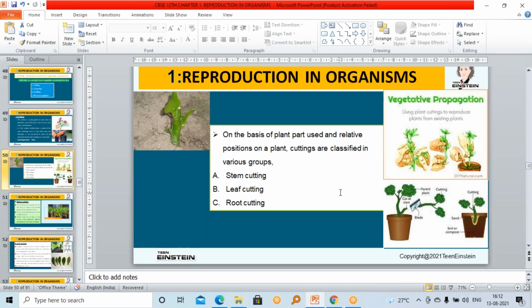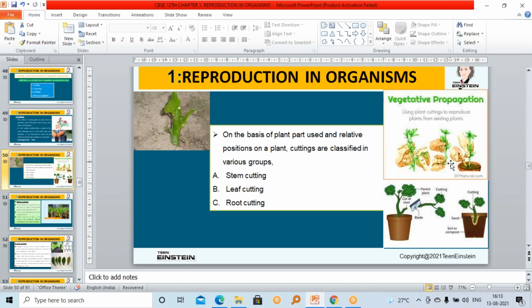Next, on the basis of the plant part used for cutting and its relative position, the cutting is classified into stem cutting, leaf cutting and root cutting. Which part are you using for planting or to develop the next plant? Based on that and the position of the plant part, this method, cutting, is classified into various types. Stem cutting is there, leaf cutting is there and root cutting is there.